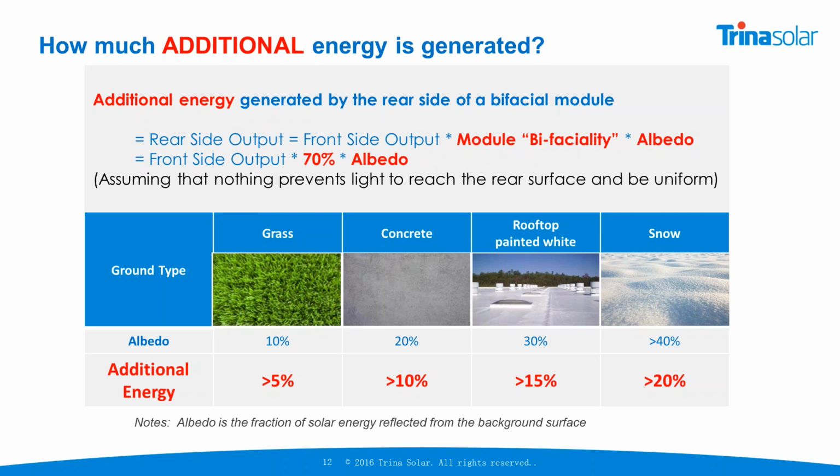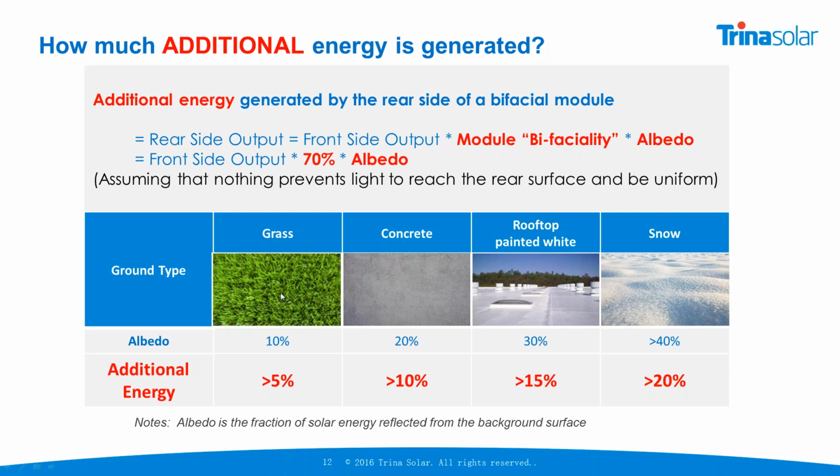So how do you calculate the additional energy that you could generate with the bifacial modules? You have to take the front side output, multiply by the module bifaciality, and multiply by the albedo. So with the P-type modules, you have a module bifaciality ratio of about 70%. The albedo is given by the type of ground surface that you have, and that gives you the additional energy that you could expect.